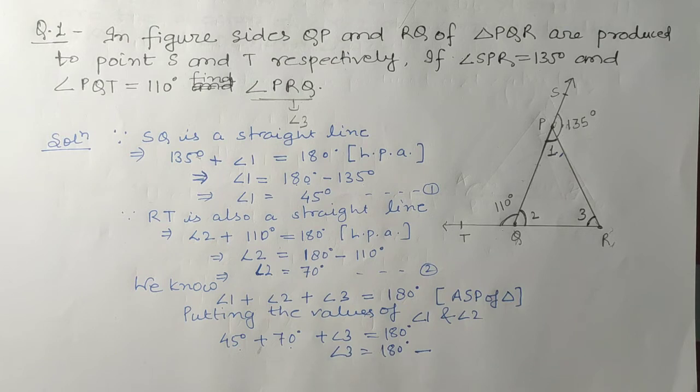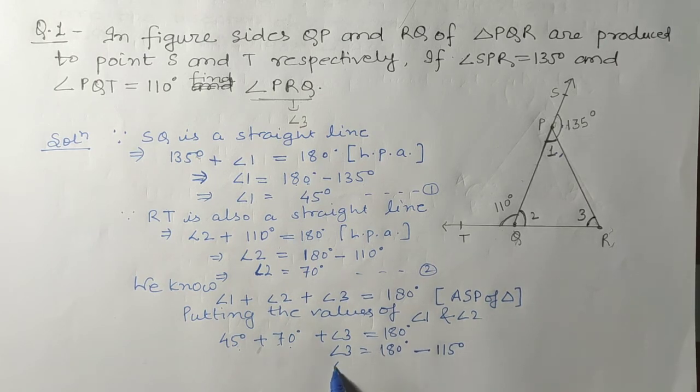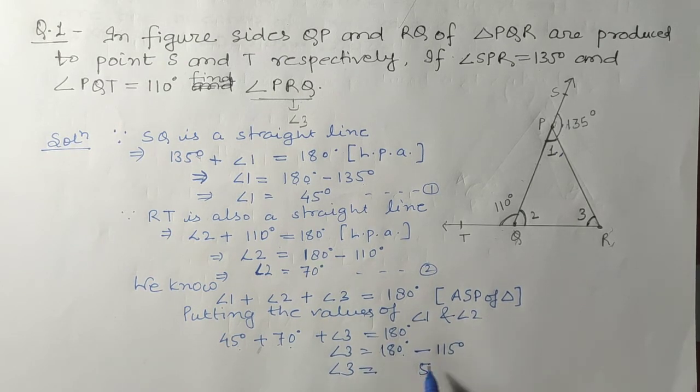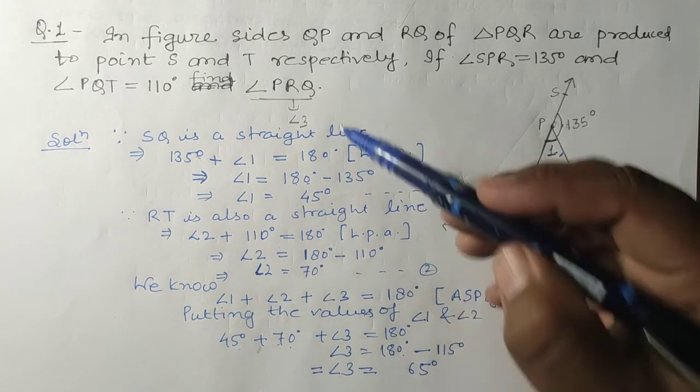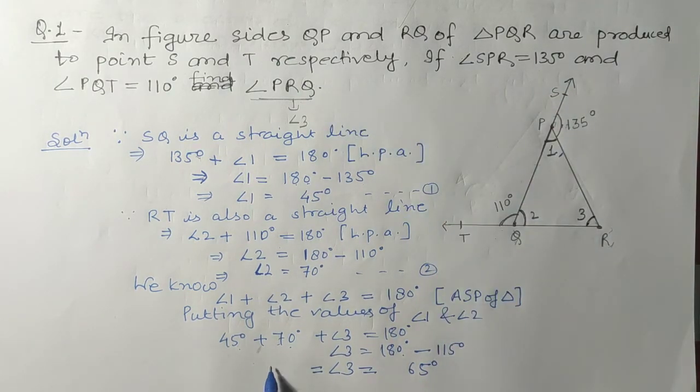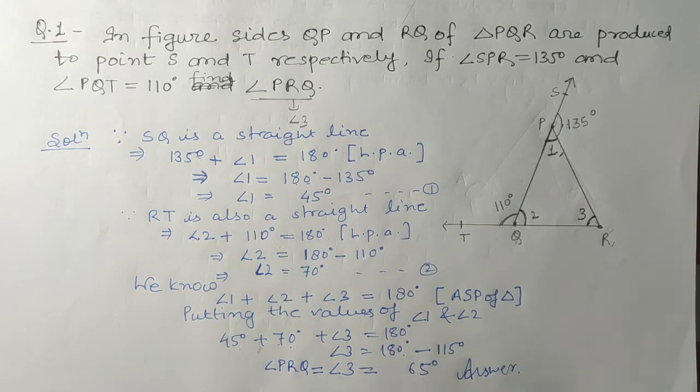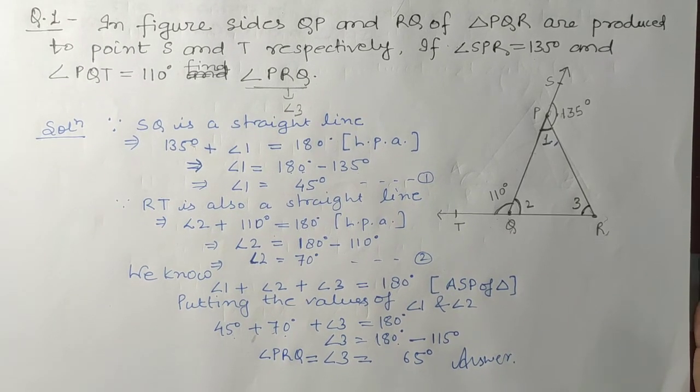Okay, so when 115 degrees is shifted to the right-hand side, it will be negative. So what will be the value of angle 3? It will be equal to 180 minus 115, that is 65. Okay, it will be 65. And what is angle 3, students? As I have told you at the start of this question, angle PRQ is angle 3 and it is equal to 65 degrees. So this is our answer. Okay, 65 degrees. So in this manner you can solve this question.